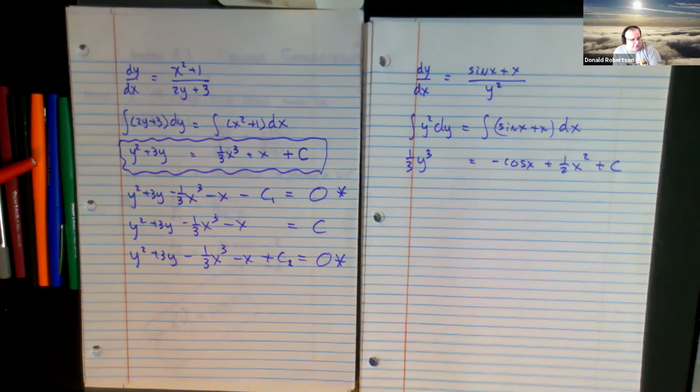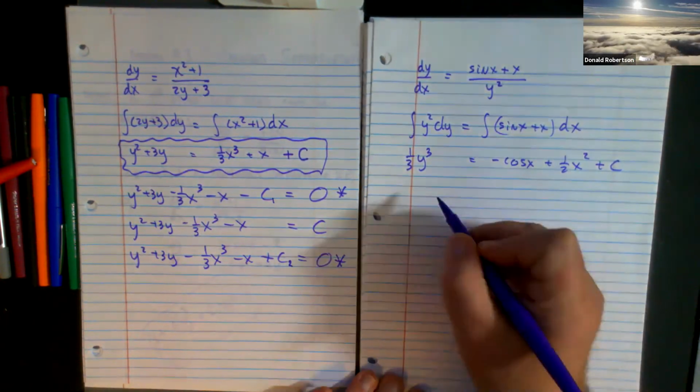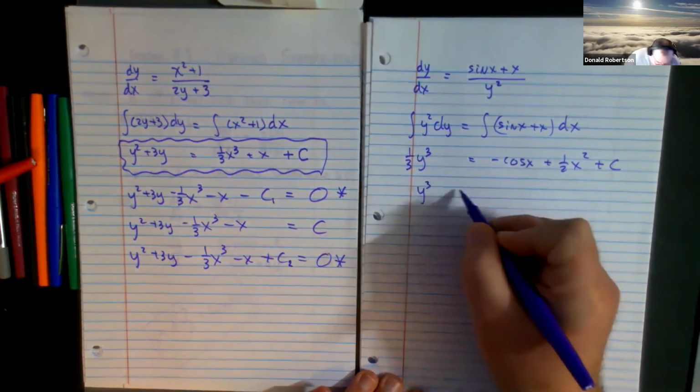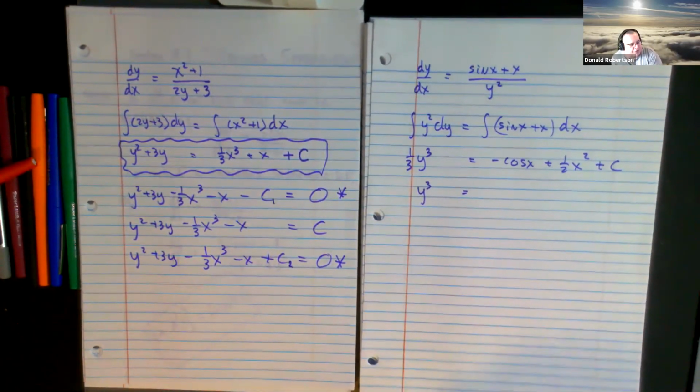Are we good so far? Now, I'm going to do some weird algebra with that C. Eventually, I'm going to get y on its own. Shouldn't I multiply both sides by 3? That would get me closer to it.